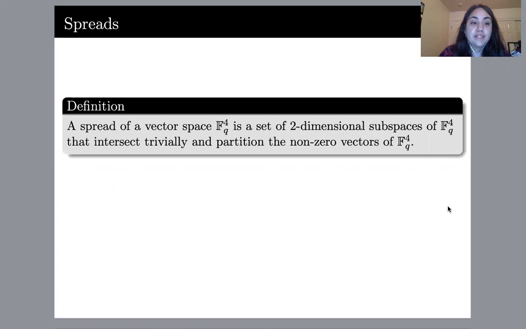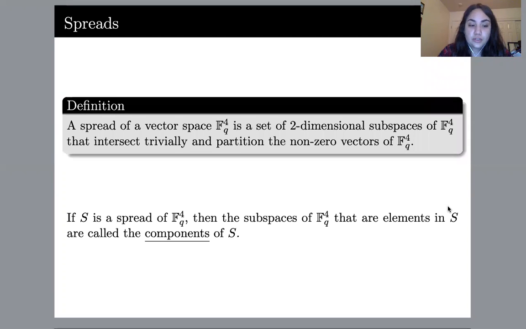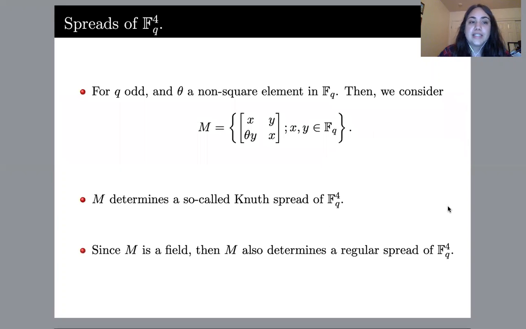Now we're going to go ahead and give the definition of spread. A spread of a vector space F_q^4 is a set of two-dimensional subspaces of F_q^4 that intersect trivially and also partition the non-zero vectors of F_q^4. Particularly, if S is a spread of F_q^4, then the subspaces of F_q^4 that are elements in S are called the components of S. For the sake of our presentation, we're going to focus on the spreads that look of the following form, as we have in front of us.